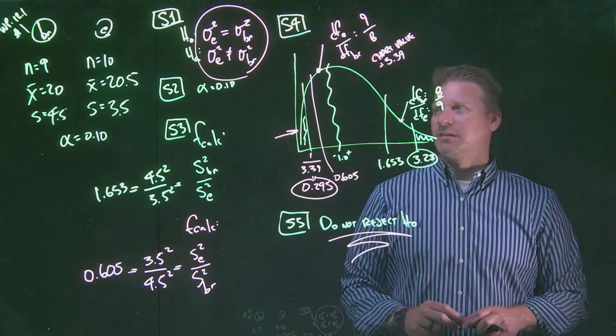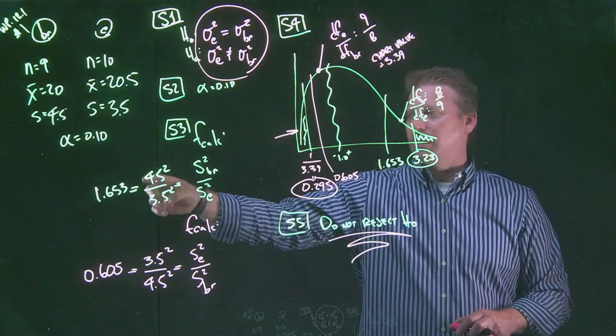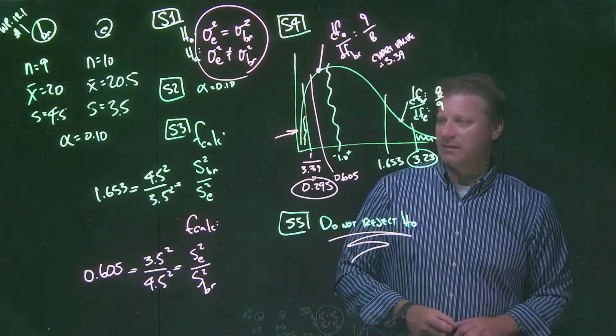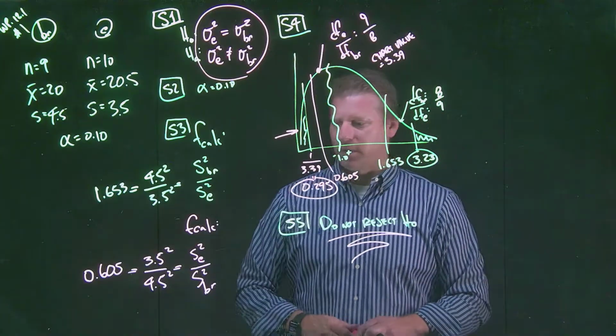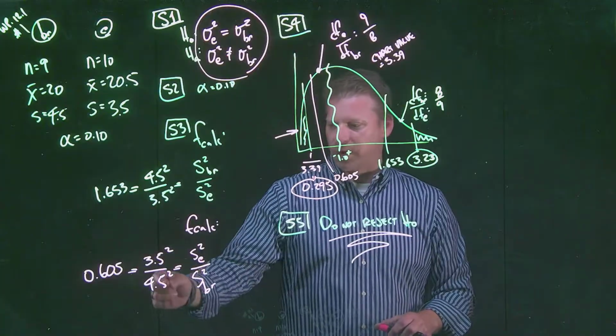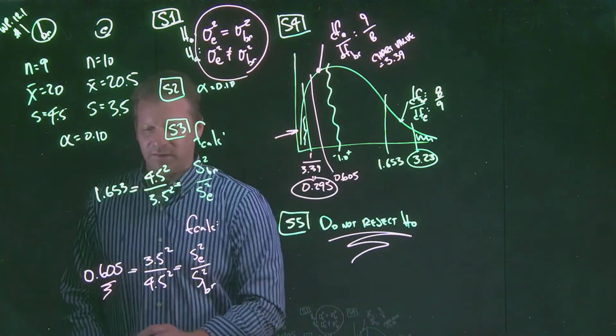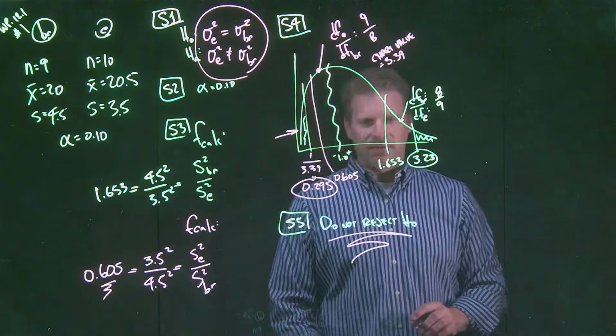Our step number 2 is exactly the same. Our significance level is 10%. Our F calculation when we did it prior was 1.653. Now we've flipped numerator to denominator these values. So now we have 3.5 squared over 4.5 squared. So our calculated value now of F is 0.605, all right?